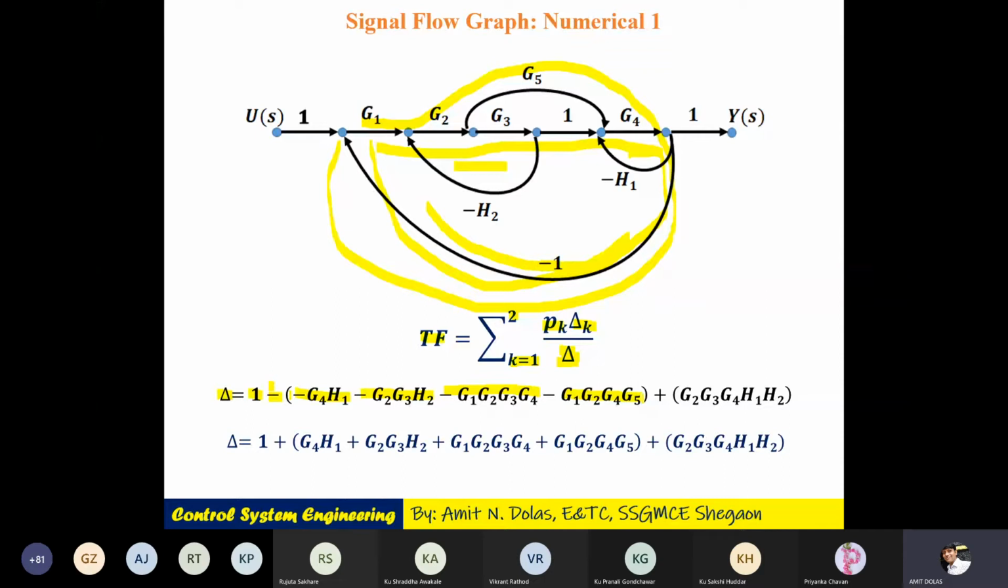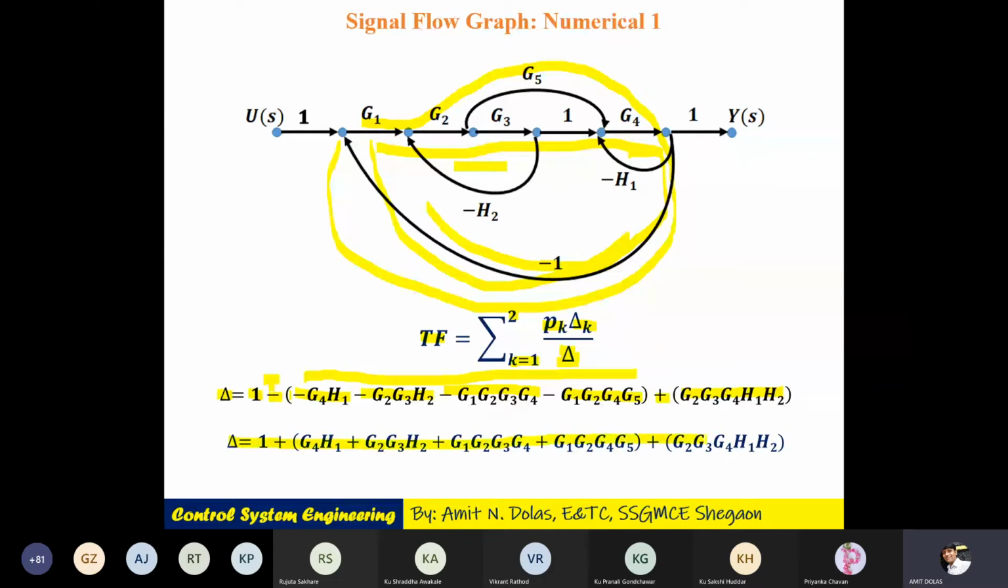H है ही नहीं. So this is what, these are the individual loops, summation of individual loops, plus, plus क्या है? Plus product of non-touching loops, two non-touching loops. And product of two non-touching loops is G2 G3 G4 H1 H2, जो हमने earlier निकाला है. पहले steps अगर आप ठीक से निकालोगे, nothing will be wrong there. Taking minus sign inside in this equation, my delta is this.